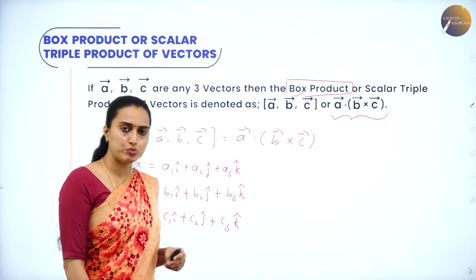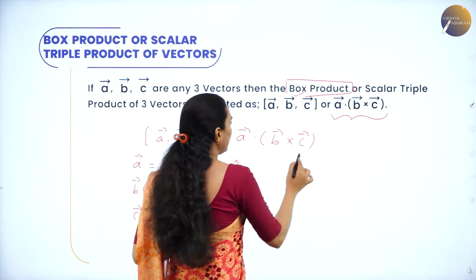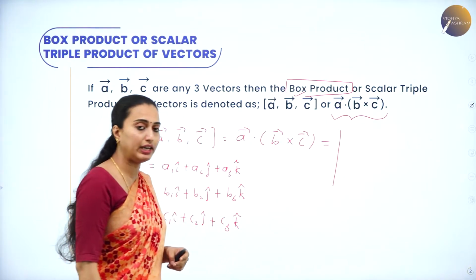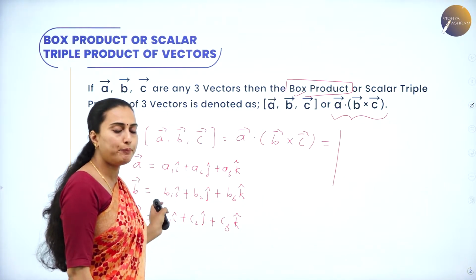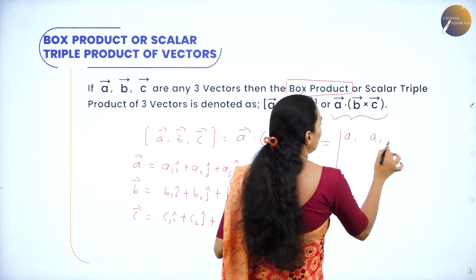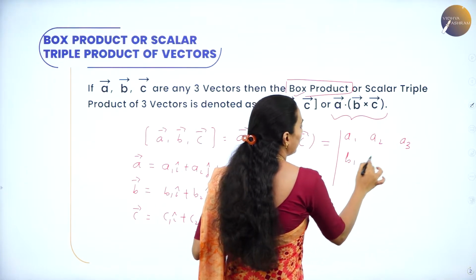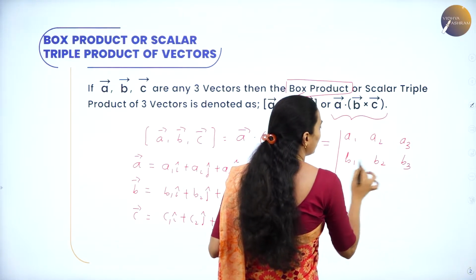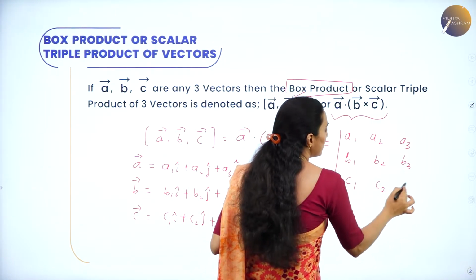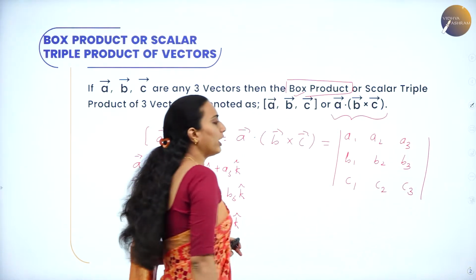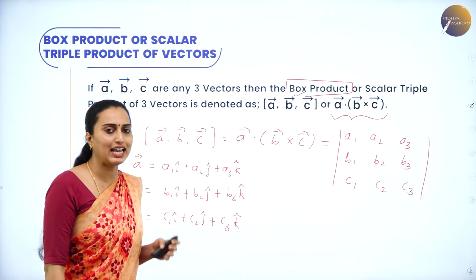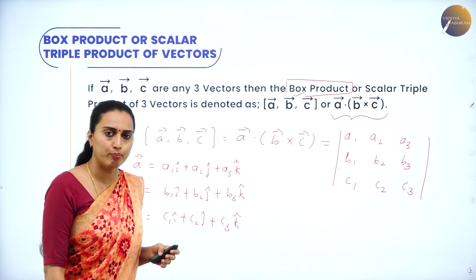So how are we going to solve this one? The scalar triple product will be equal to, you are going to expand the determinant by writing the coefficients of A vector, B vector and then C vector, which is A1, A2, A3. B vector is B1, B2, B3, the coefficients of i, j, k, and the coefficients of i, j, k of C vector, which is C1, C2 and C3. You are going to expand this and find the value. So that itself is called the scalar triple product or a box product.